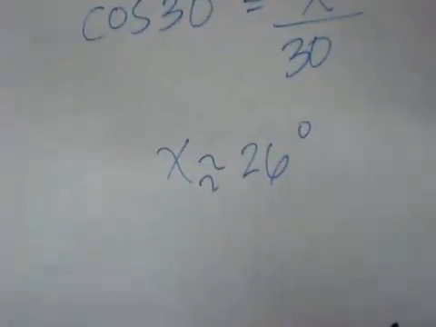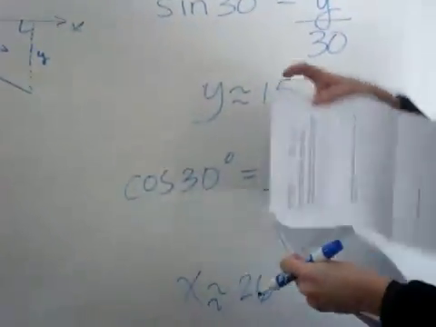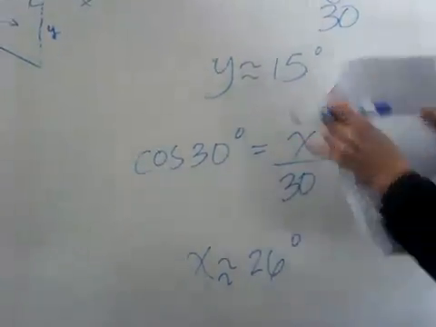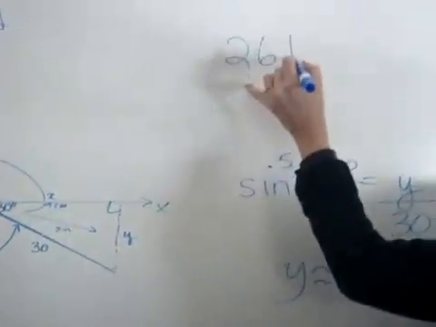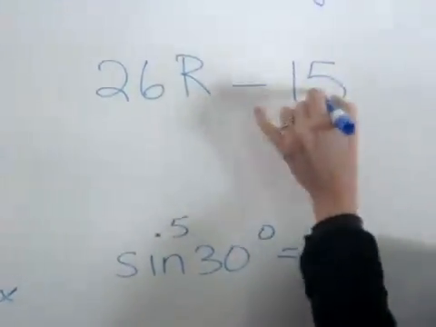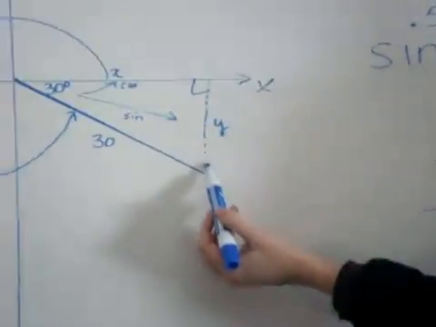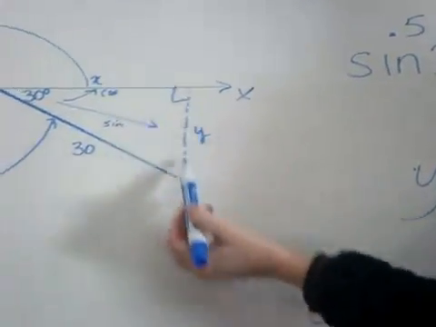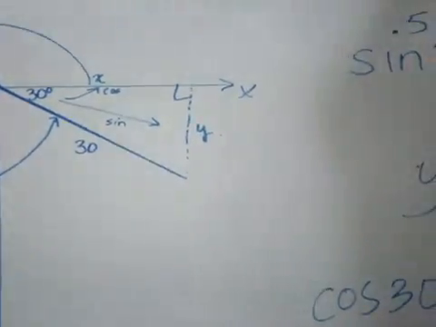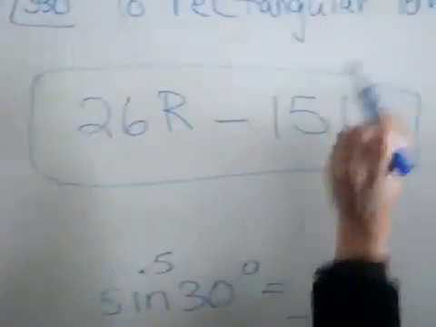We're supposed to put it in rectangular form, so we're going to put our right and our left part in here. So we would say 26 right, minus 15 up. And the reason why it's minus is the y is actually negative. It's coming down this direction. So this would be your final solution.